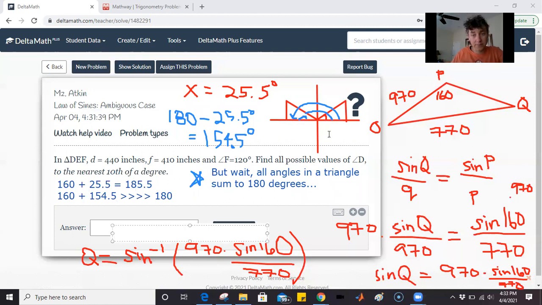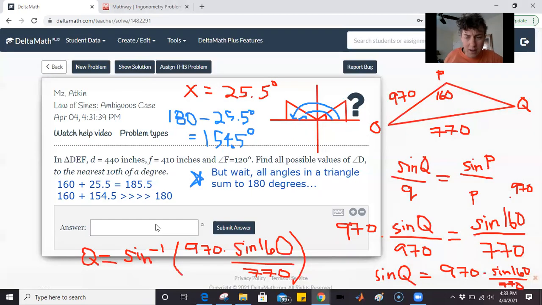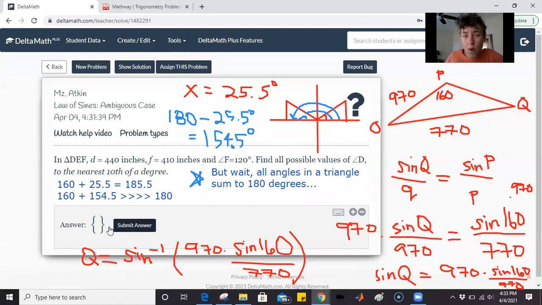You're going to type in right here, no possible triangles, maybe the empty set. We just type in the empty set. Don't use curly brackets. Press the minus. Just like that. No possible triangles is what we would submit.